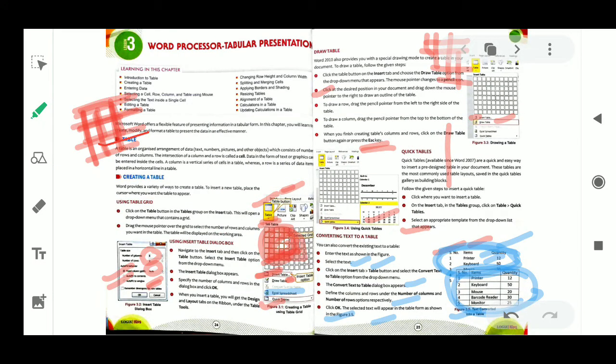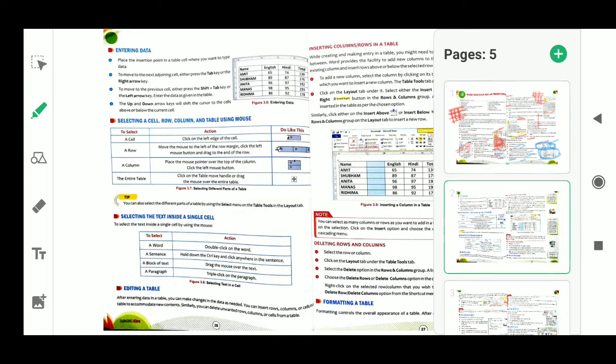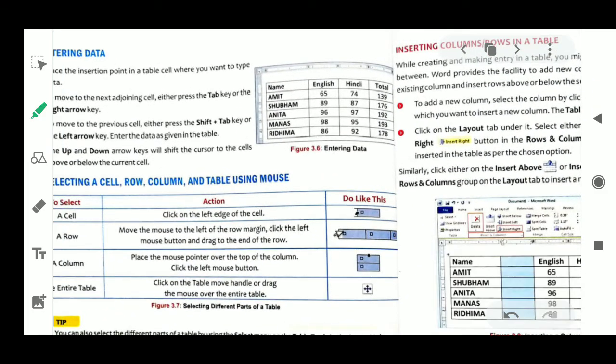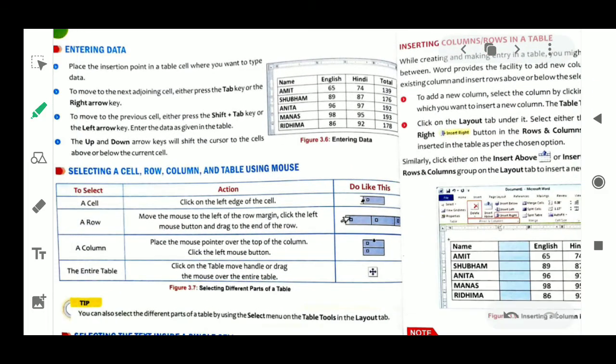Okay, next, page number 26: Entering data. Entering data means in this table we have to enter the data. Okay, we have this table, and here we have to enter the data. It is very easy to enter the data. Already I created one table, and in this table I want to enter some data. So how is it possible?